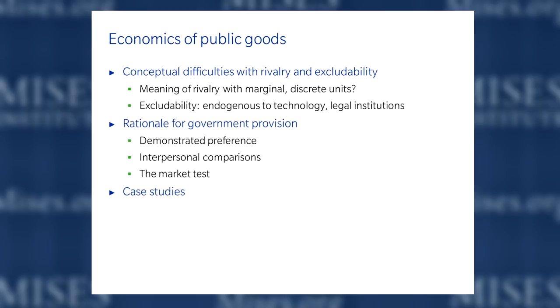Conceptually, the notion of public goods suffers from similar difficulties to the problems of externalities that we discussed before. So again, the standard argument is one of rivalry, that if a good is non-rivalrous, it's difficult for entrepreneurs to provide this good profitably on the market. You can consume it and I can consume it at the same time. For example, something similar to the lighthouse, a fireworks show.